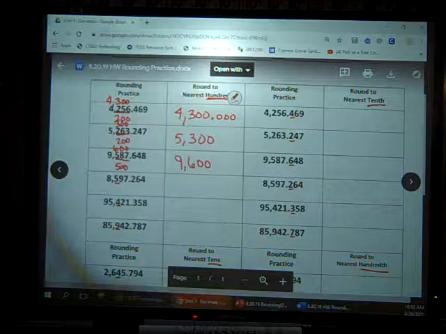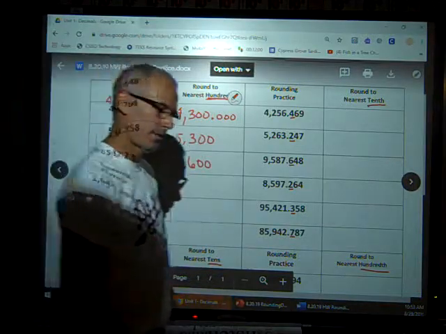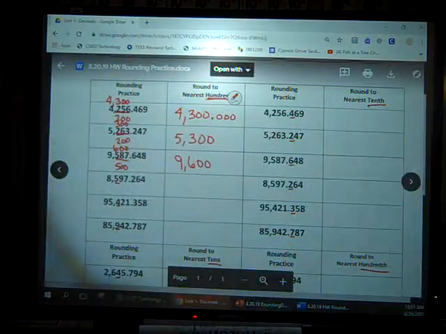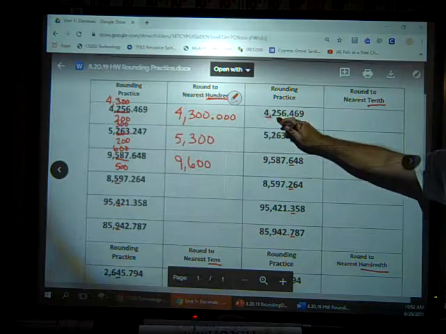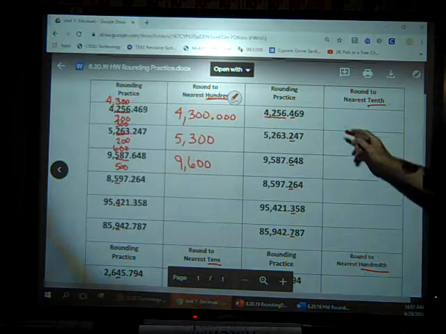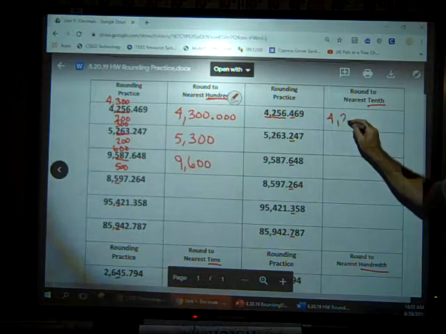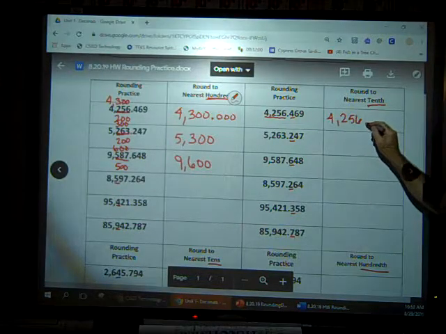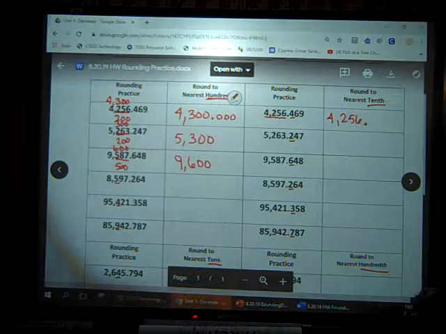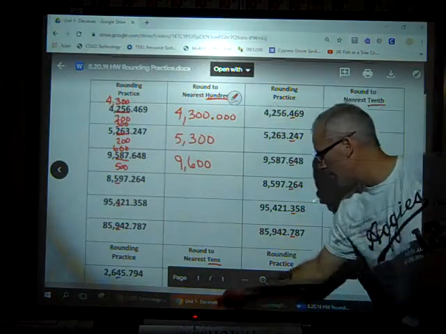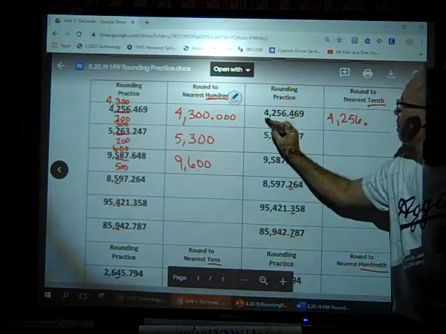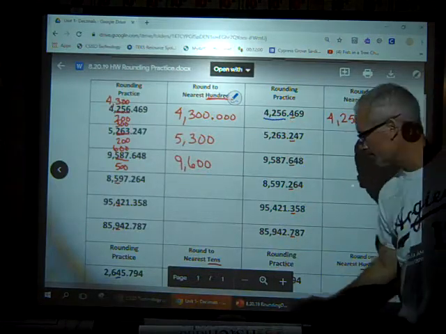Now let's move ourselves over to the other column on the tenths. Now we're going to round this number to the tenths place. Does that make sense? So I've underlined my tenths place, right? Let's look at the first one. Does anything in front change? No. So my answer is going to start with 4,256, decimal. I probably should underline that in a different color. None of that changes, right?